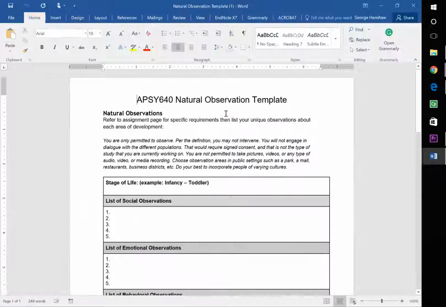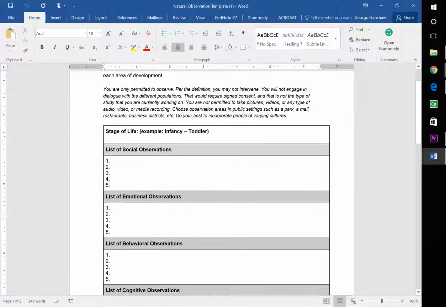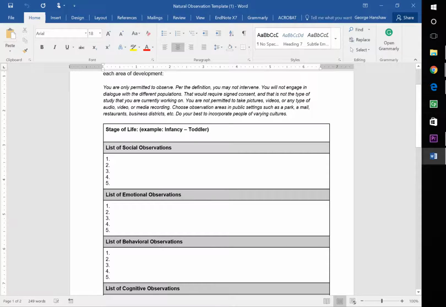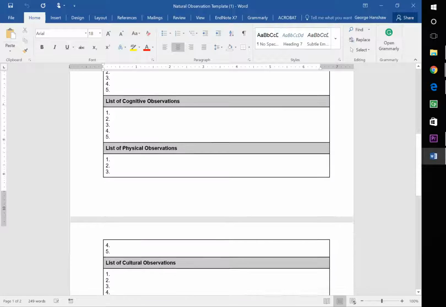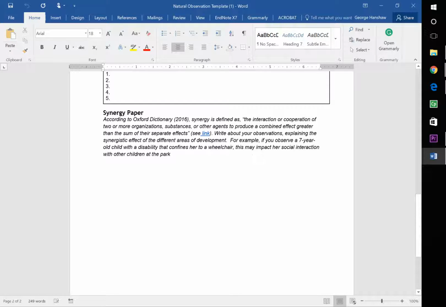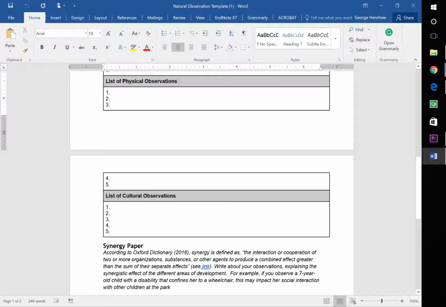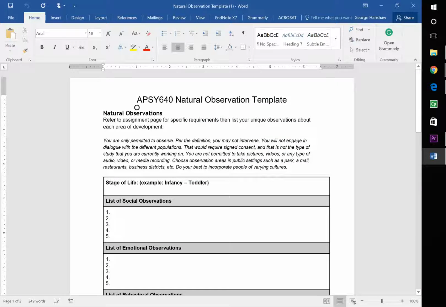So the best thing that you could do is just follow this: stage of life, toddler, list of social observations, emotional observations, and cultural observations. So you can just follow this template and it should walk you through the whole process. And you don't have to write in any special type of psychology-ese or anything else. Just write your observations down. What do you see?